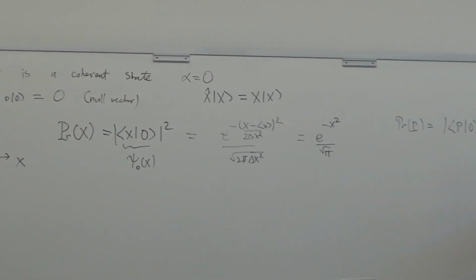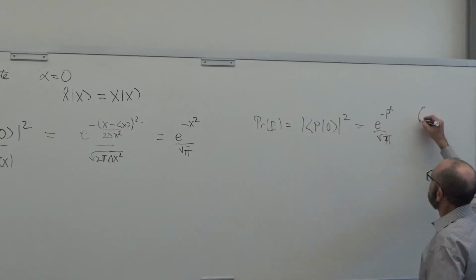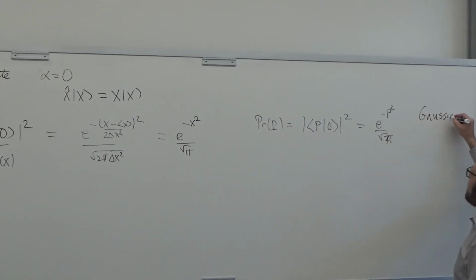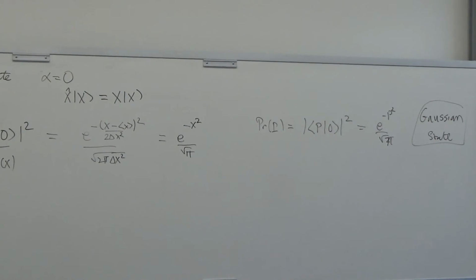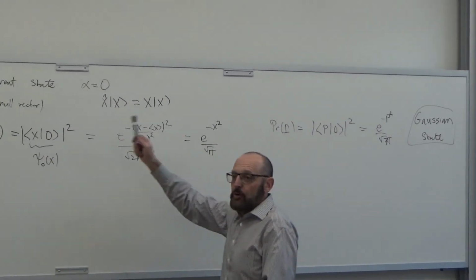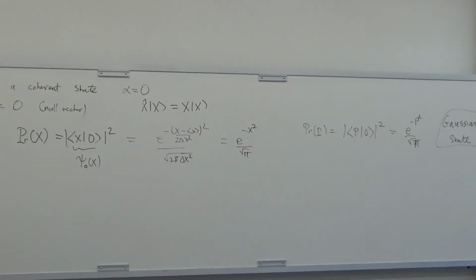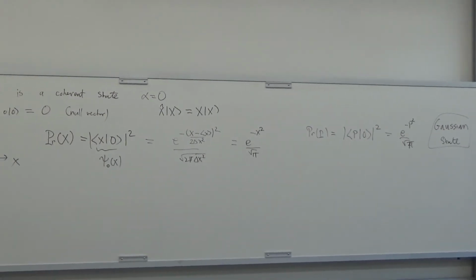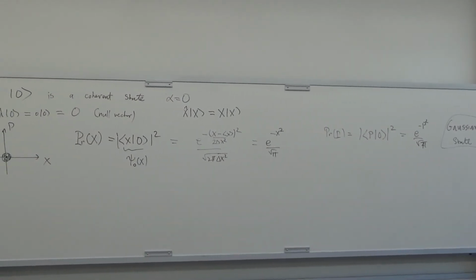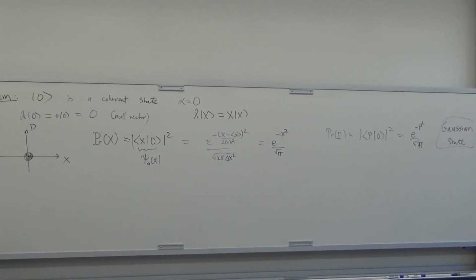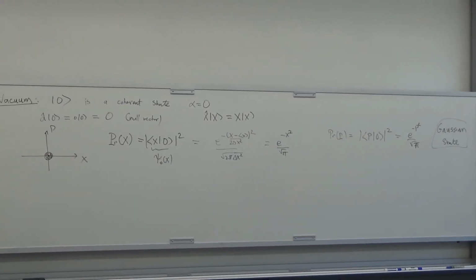So we have Gaussian fluctuations. These are called Gaussian states. The coherent state is an example of a Gaussian state because the probability distribution in x or p is Gaussian. Actually, in some bizarre way, as we know, the joint probability distribution is also Gaussian, but then more on that later.